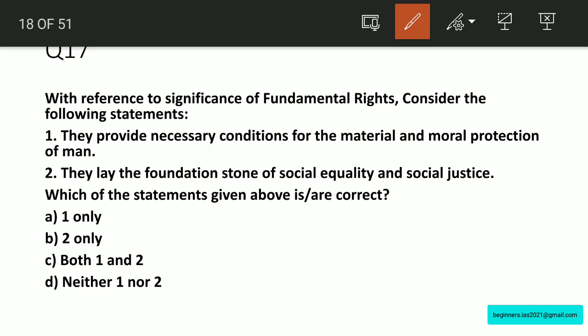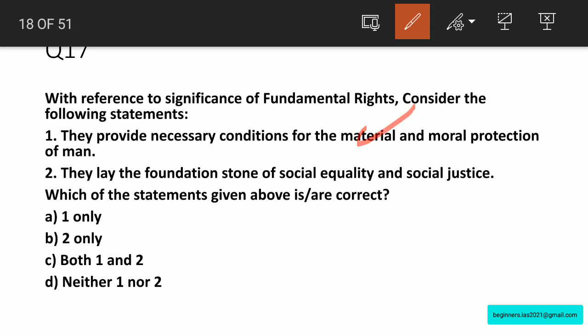See, some fundamental rights are provided by the Constitution. What are they? The right to equality, right to freedom, right against exploitation, right to freedom of religion, cultural and educational rights. They provide moral protection, and some rights like the right to occupation and right to life also provide material protection. Therefore, this statement is correct.